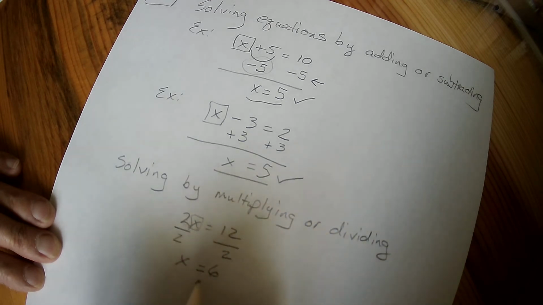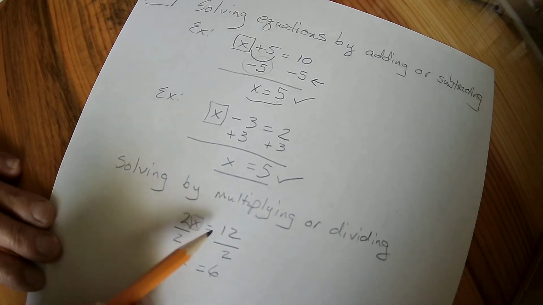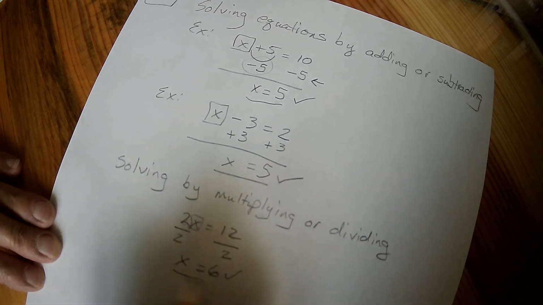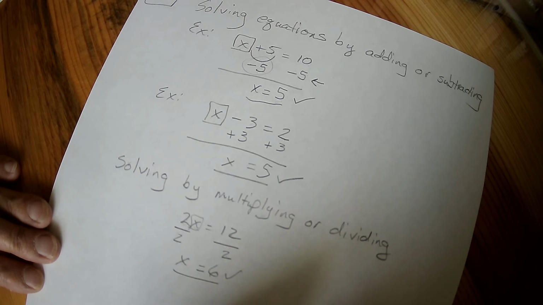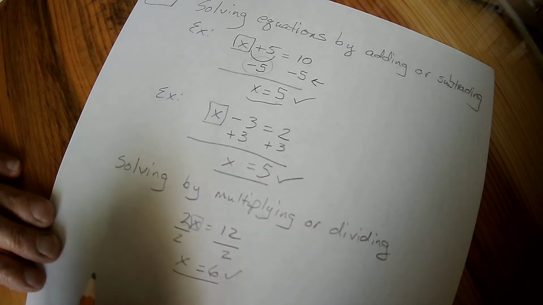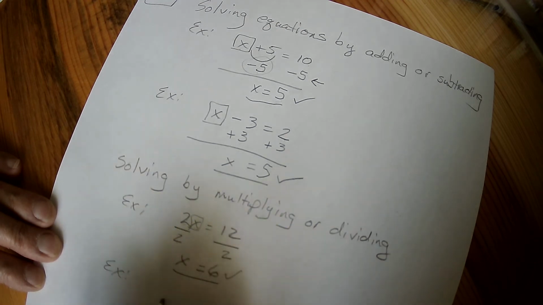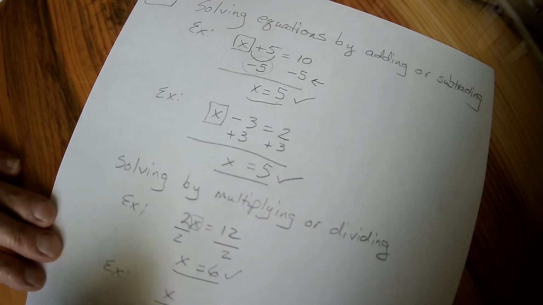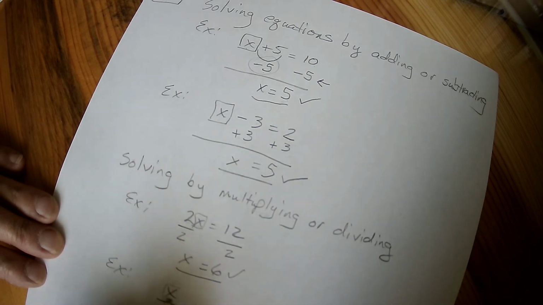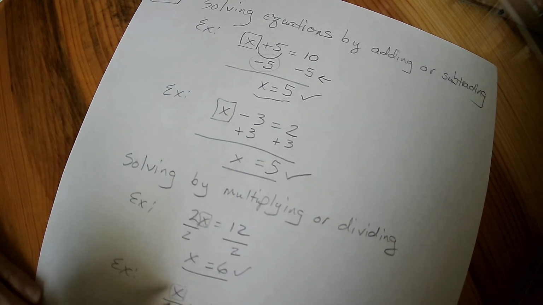I'm going to go back and mentally check. Is 2 times 6 equal to 12? Yes, it is. I know that's my right answer. So now my next example, what if I had x divided by 3 equals 10? Well, again, I want to isolate the variable, but what am I doing to x right now?